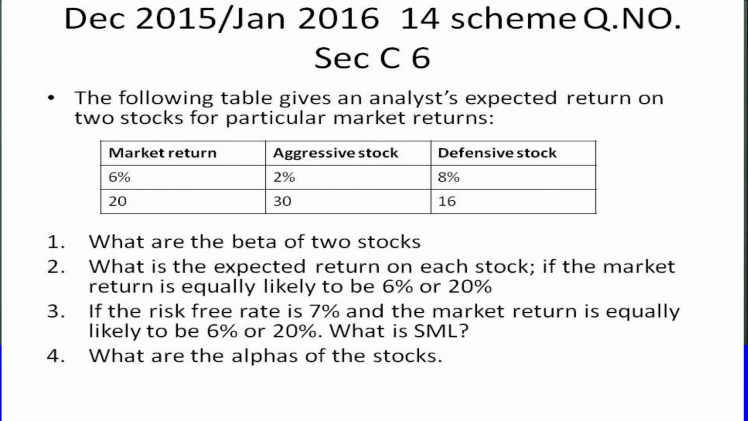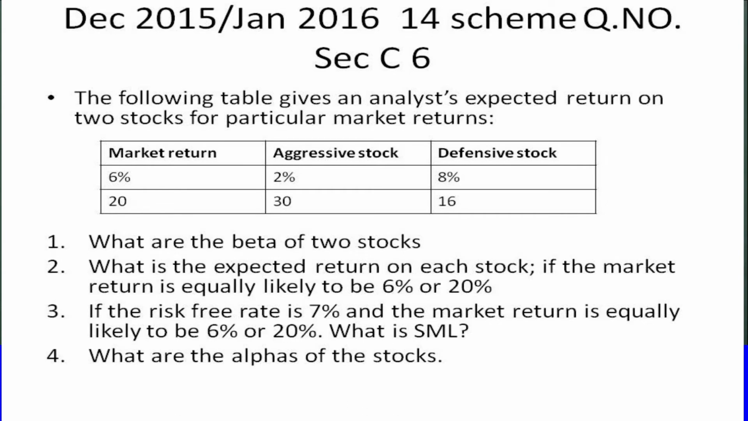Actually it is question number 6, section C. The following table gives an analyst's expected return on 2 stocks for particular market returns. They have given the table: market return, aggressive stock and defensive stock. Aggressive stock can be taken as A, defensive stock as B. Market return is 6% and 20%, aggressive stock is 2% and 30%, and defensive stock is 8% and 16%. What are the betas of the 2 stocks?